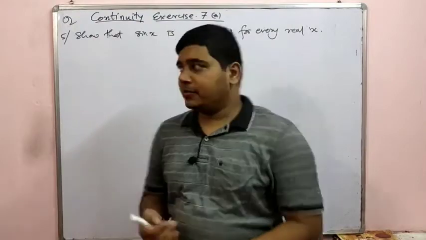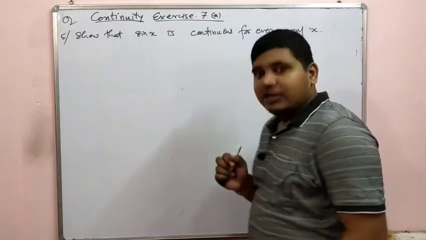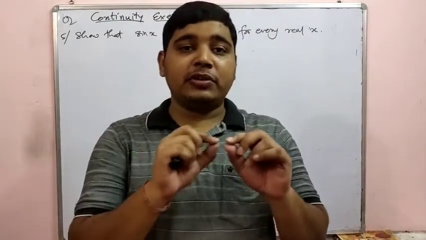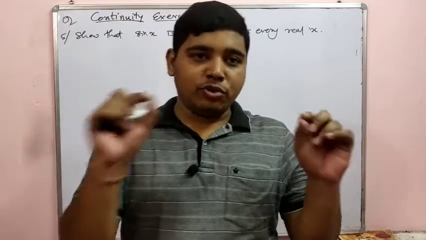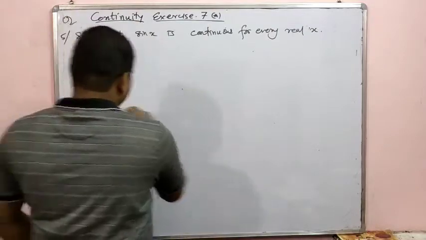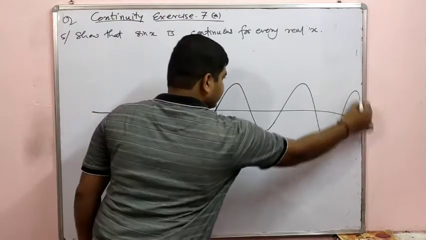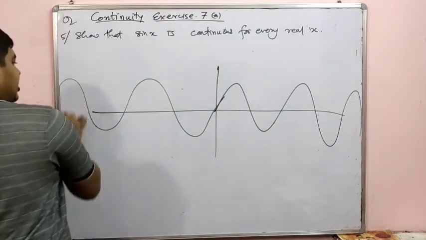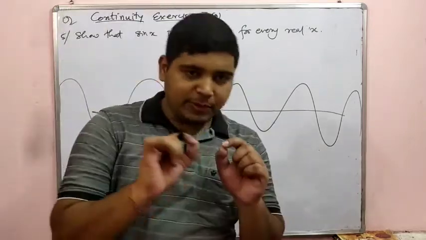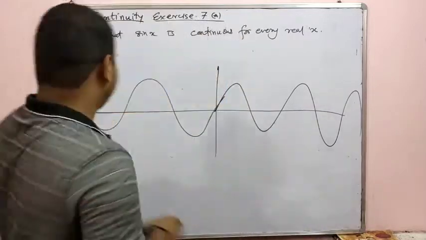So next question. Sin x is continuous for every real x. Sin x is continuous at any real number, at any point. Just in the diagram, when I look, sin x is continuous. There is no discontinuous point anywhere. Here is the graph of sin x. At no point is sin x discontinuous. So let us see the proof.